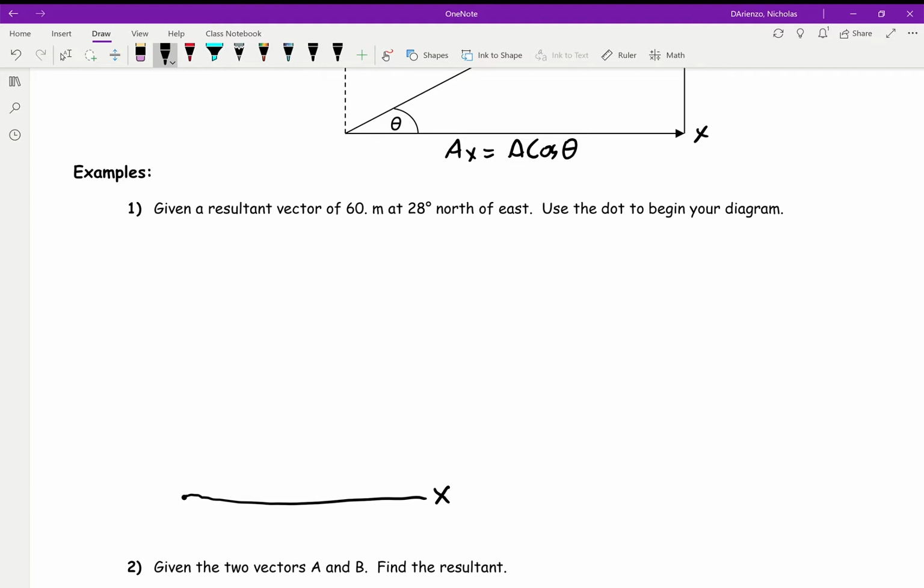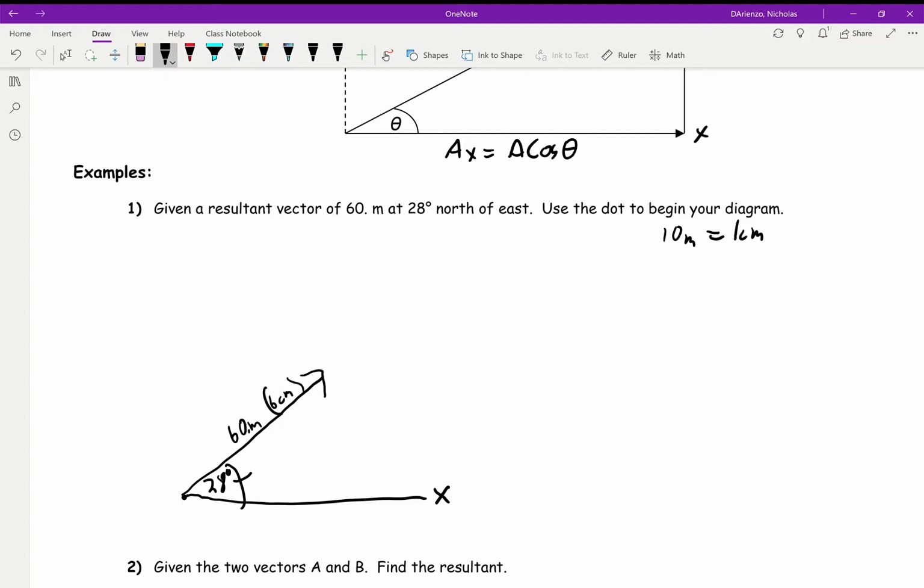So we can start drawing the resultant. We know that the vector is 60 meters at 28 degrees north of east. Let's say we do 10 meters. We're going to set up a scale here equals 1 centimeter. So I'm going to draw a 6 centimeter line, 28 degrees north of our x-axis. So this angle here is 28 degrees. So we have correct angle and direction. This would be a 60 meter vector, or 6 centimeters.